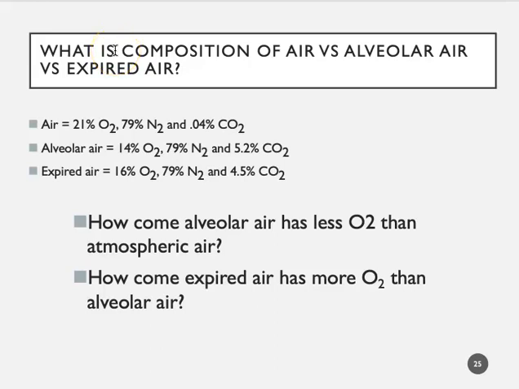So what is the composition of air versus alveolar air versus the air that you breathe out? Again, the air in the atmosphere versus alveolar air versus expired air. These are rough numbers, rounded. The air we breathe in general is 21% oxygen. The vast majority of it is nitrogen, actually, and very little of it is carbon dioxide. If we were to sample the air in your alveoli, there's less oxygen. You'll notice that the nitrogen levels are the same, and then there's a lot more carbon dioxide.